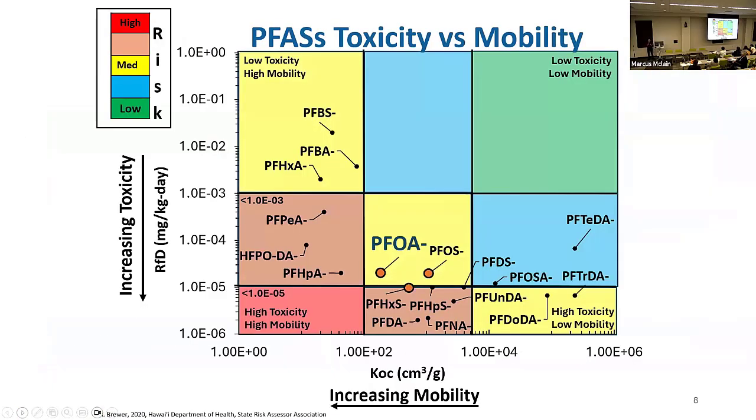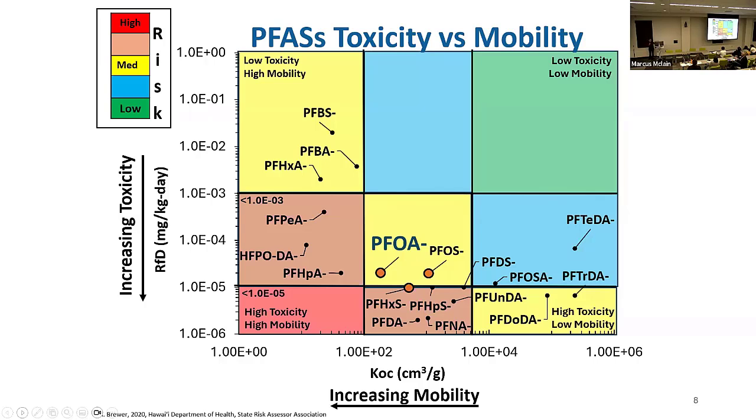And here you can see the PFAS toxicity versus mobility. There are two terms: reference dose on the y-axis, and the soil-water partition coefficient, KOC, for mobility. As you can see, the red color shows the high risk and the green color shows the low risk. And a low amount of RfD and KOC shows the highest risk, with high toxicity and high mobility.